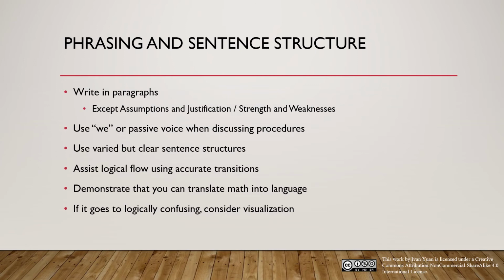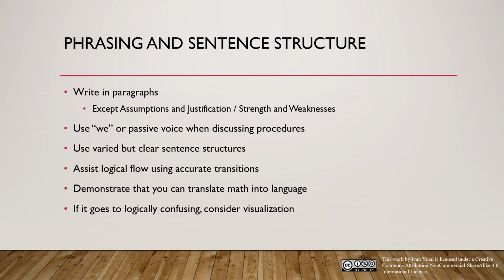Now, let's look at the phrasing and sentence structure part. The first important thing is that normally you should always write in paragraphs, meaning you should not bullet point all the time. And there's only two exceptions. One in assumptions and justification, where you can just list everything down. And finally, in strengths and weaknesses, where you can have bullet points, but essentially a full paragraph after each bullet point.